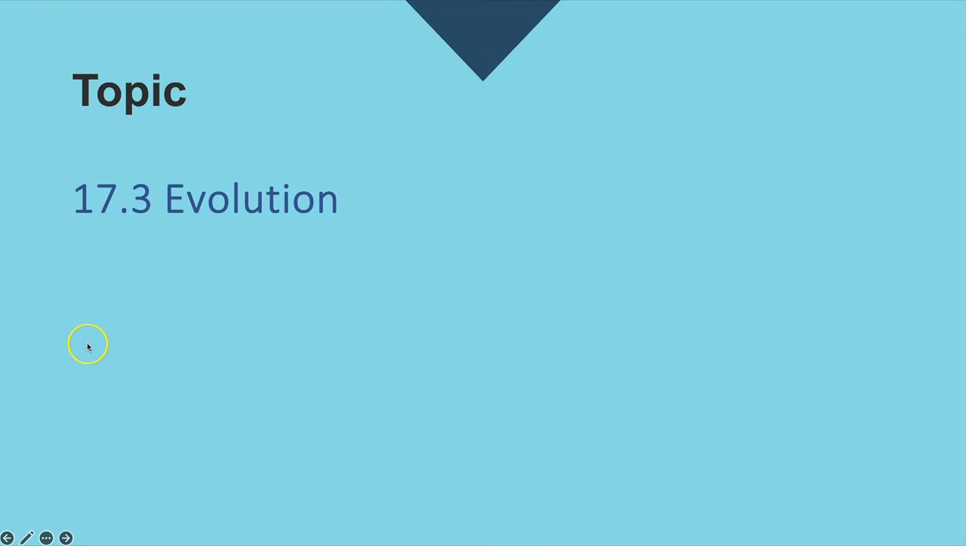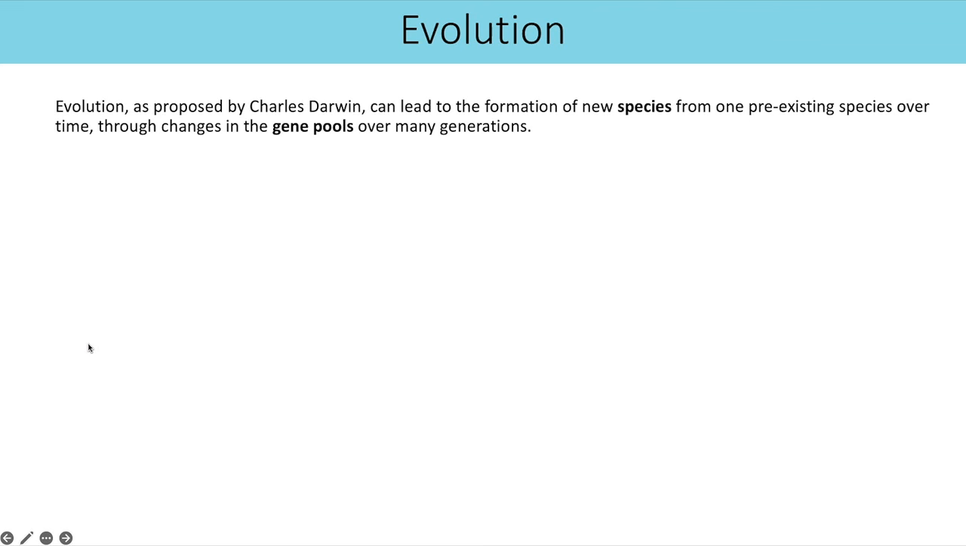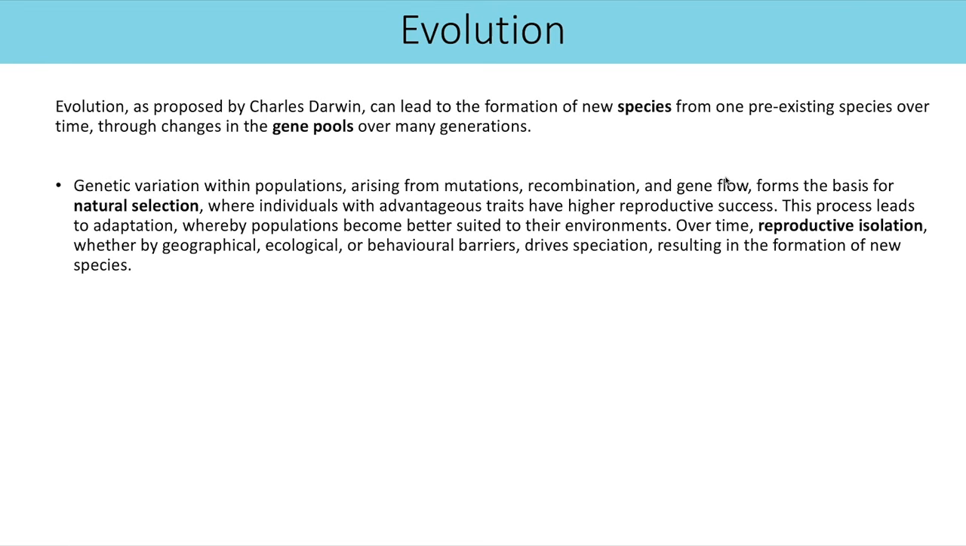So finally, then we go on to evolution. And evolution, as proposed by Charles Darwin, can lead to the formation of a new species from one existing species over time through change in the gene pool over many generations. So genetic variation within the population arises from random mutations that we've talked about. And from that, we get natural selection occurring, where the advantageous traits are more likely to result in the individual surviving, reproducing, and passing on.